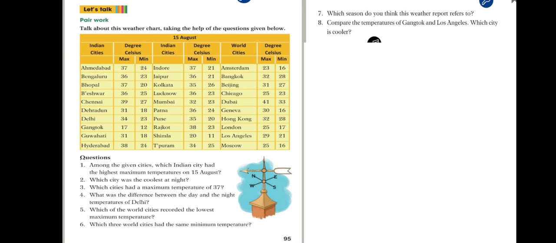Okay, Indian cities are there, 2 columns, and world cities, and its temperature is given in degrees Celsius, maximum and minimum. So as you know, actually that maximum temperature is recorded during the daytime because of the sunlight, and minimum temperature is at the night. So this you have to understand.